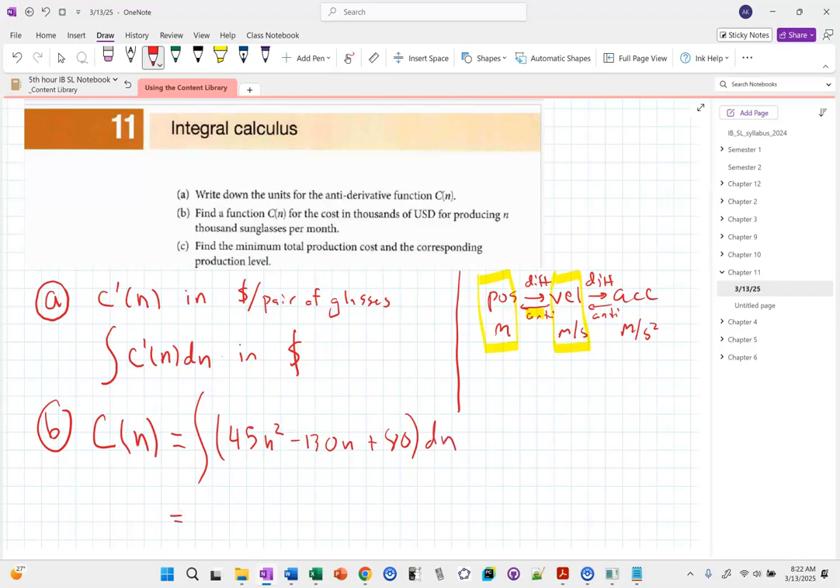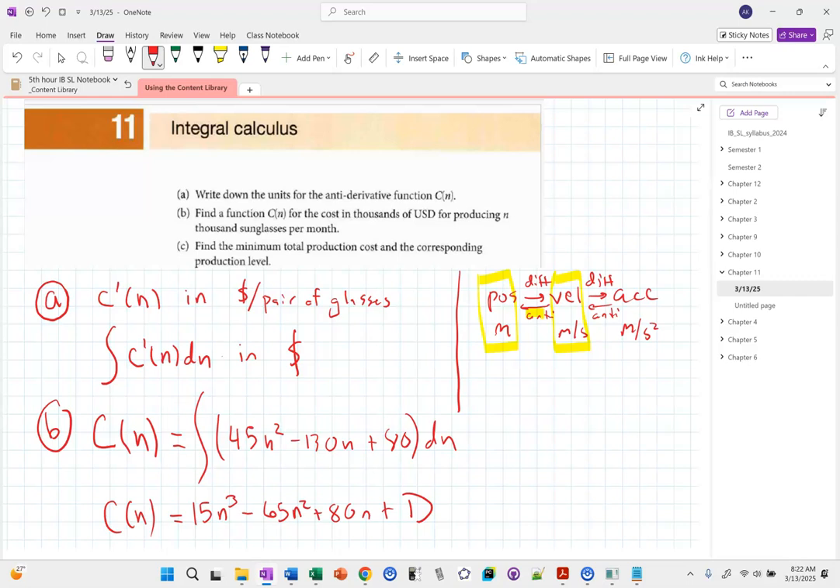So that's going to give me 5n cubed, 15n cubed minus 65n squared plus 80n. And I'm going to use d instead of plus c because I'm already using c for the name of the function. So I don't want to get confusing. So I'm just going to pick a different letter.